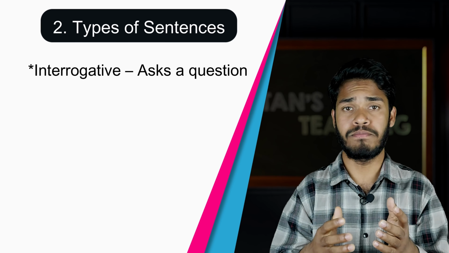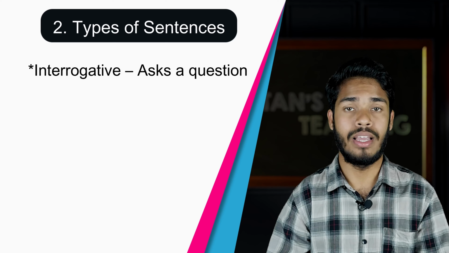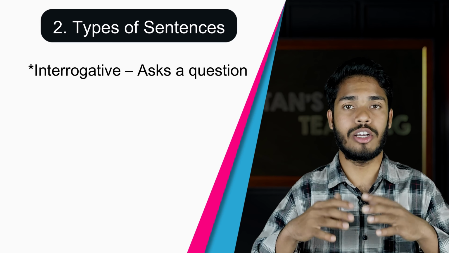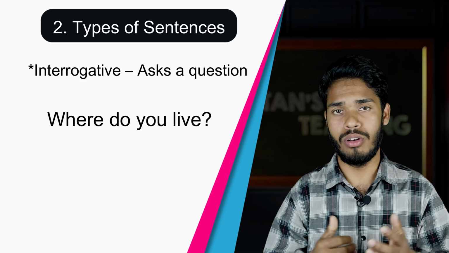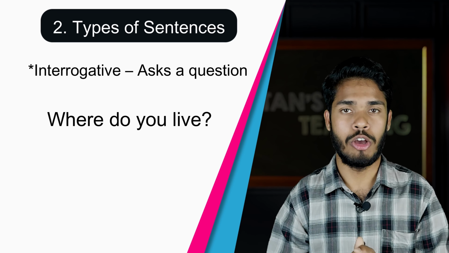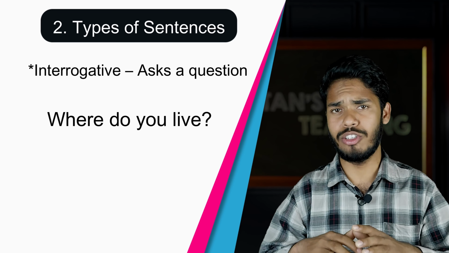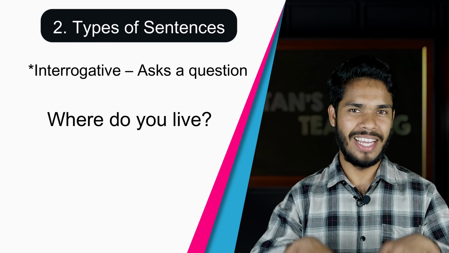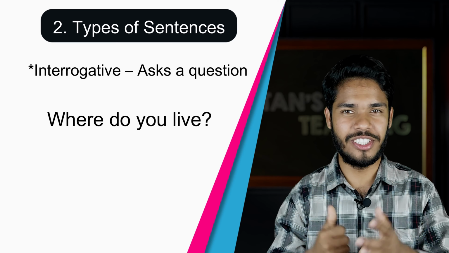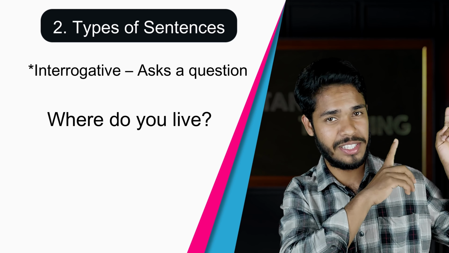Next, interrogative. An interrogative sentence asks a question. For example, where do you live? And there are many rules for asking a question in English. If you want to learn how to ask a question in English, you can watch this video.